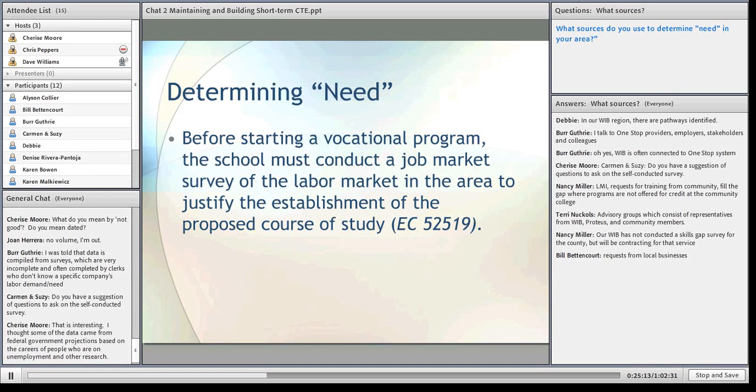Request from local businesses is always good. I've often found that associations with a lot of other potential contacts can help you with job skills. That would be an excellent function and a great collaboration.